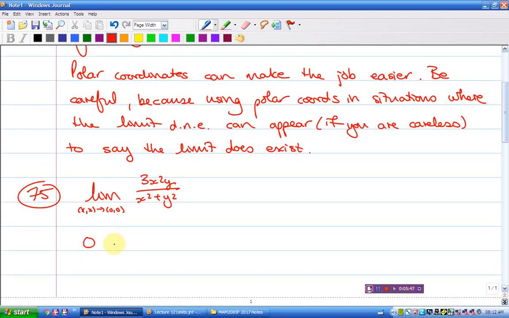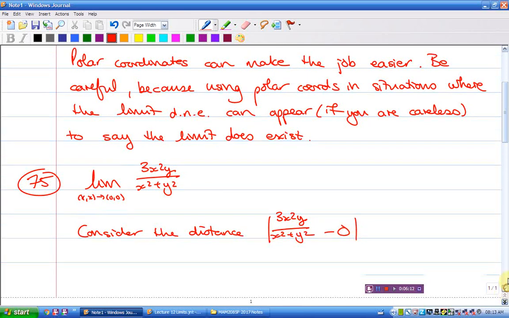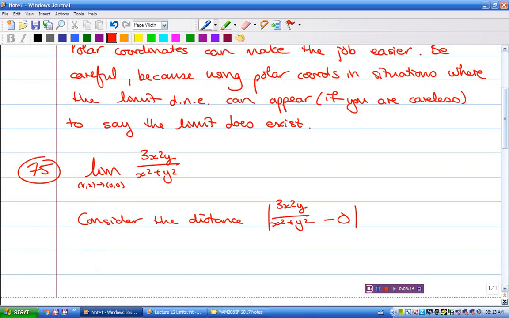So we still set it up as a distance. Okay, there's nothing wrong with what I've just written, but there's an extra line I want to put in between. So let's write here, consider the distance. Okay, we're going to set it up as a squeeze theorem again.